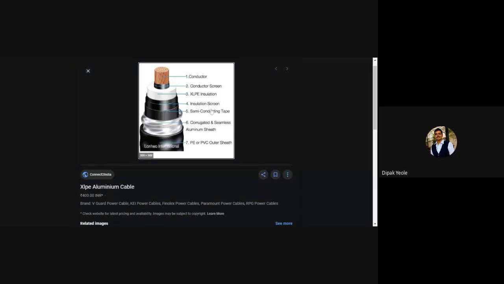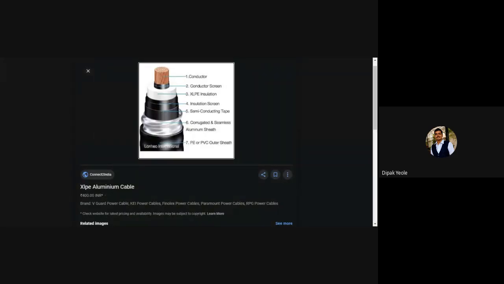After this, we are using the insulation screen. Then we are using a semi-conducting tape, a corrugated and seamless aluminum sheath, and this is our polyethylene or PVC outer sheath. So that is called an XLPE aluminum cable.